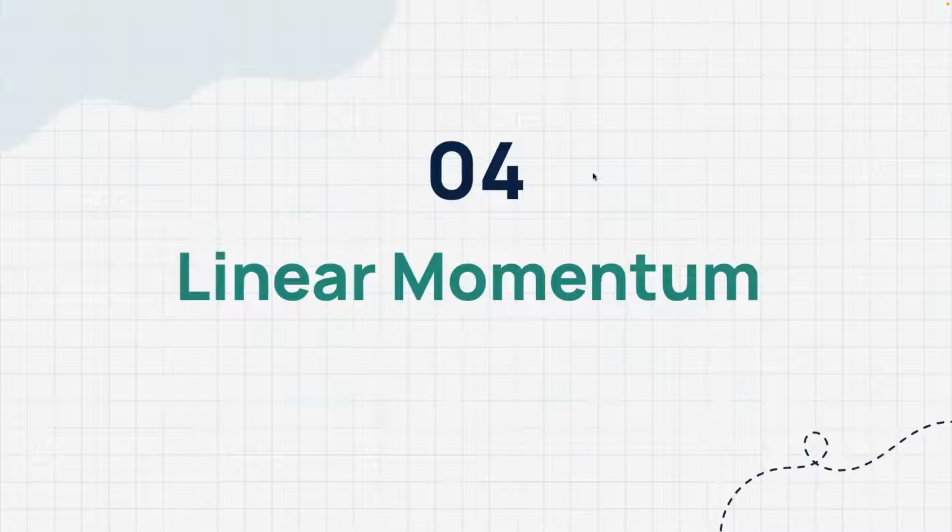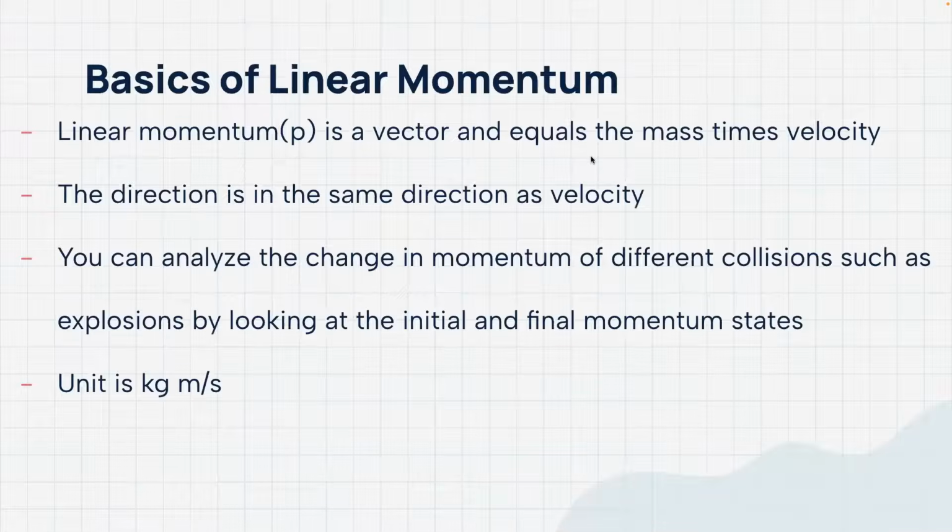Linear momentum, unit 4. Here are the basics of linear momentum. Linear momentum is a vector, and it just equals the mass times the velocity. The direction will always be in the same direction as velocity because mass is a scalar. And you can analyze the change in momentum of different collisions, including explosions, by just analyzing the initial and final momentum states. The unit of momentum is kg meters per second, because mass times velocity: the unit of mass is kg, and the unit of velocity is meters per second.